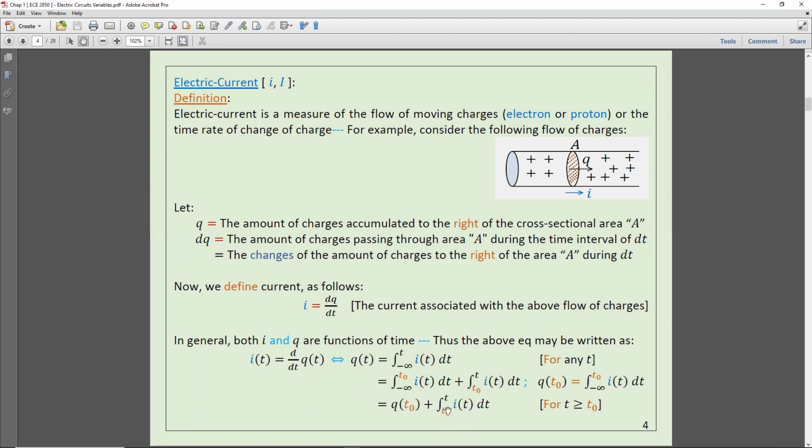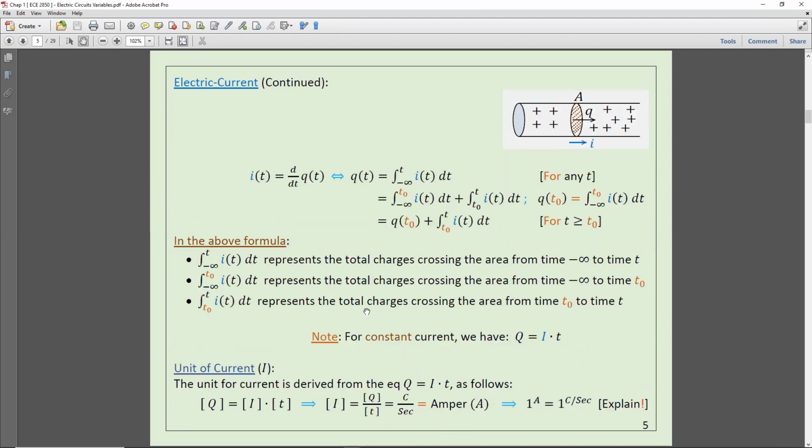So if I is given, usually you're going to use this one to calculate Q of t. Here I just repeat this part and make some definitions to make sure you understand what's going on. When I say the integration from minus infinity to t, I dt, what does this mean? It means this part actually, so this one or this one.